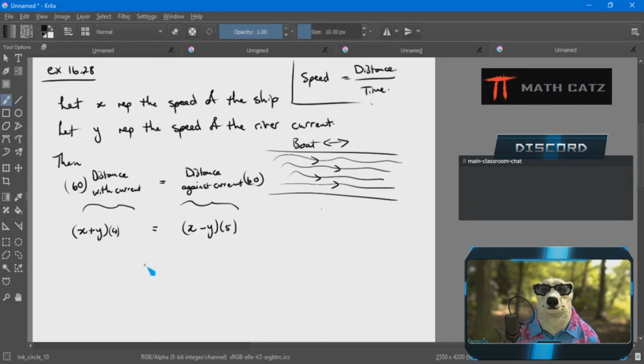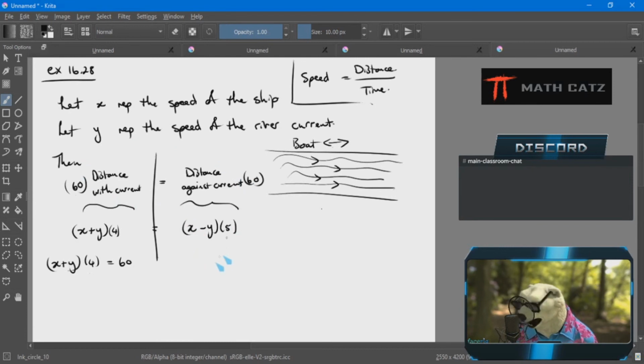And I can separate them by saying x plus y times 4, that's the speed times the time, equals the distance. That's one equation. And I need to have two equations because I have two variables. So the way the information is presented, I can't quite do it exactly the same as before.